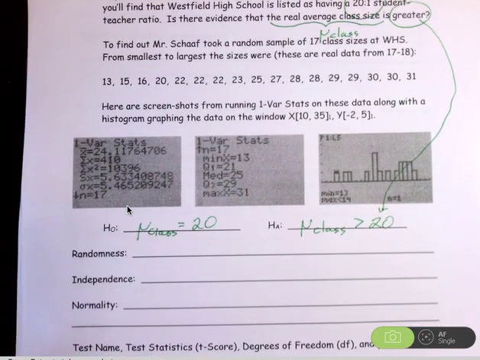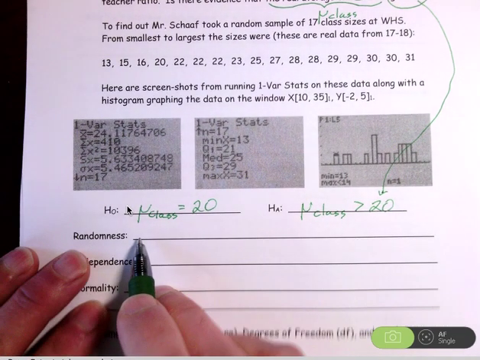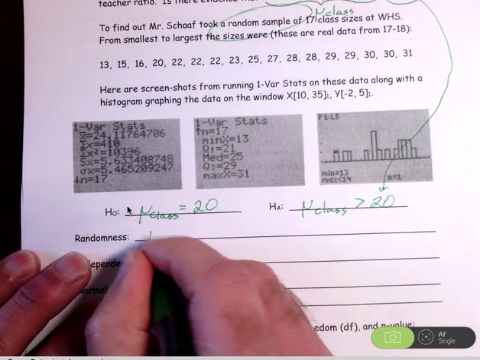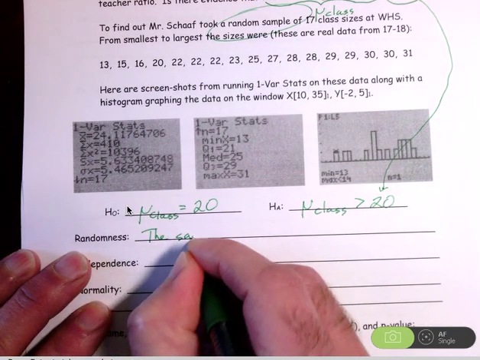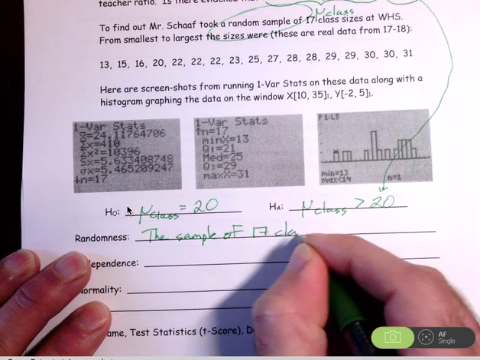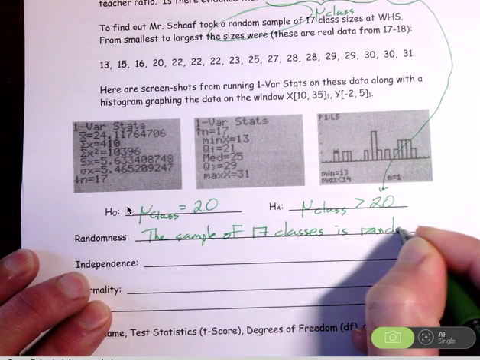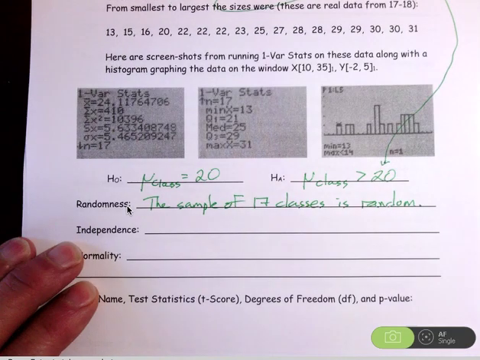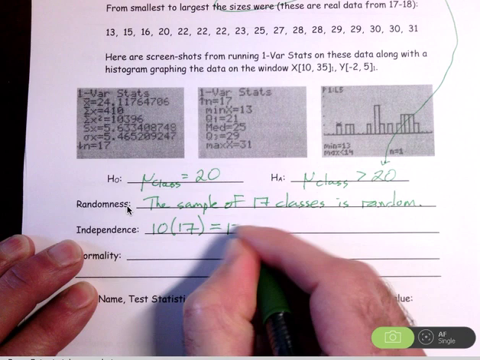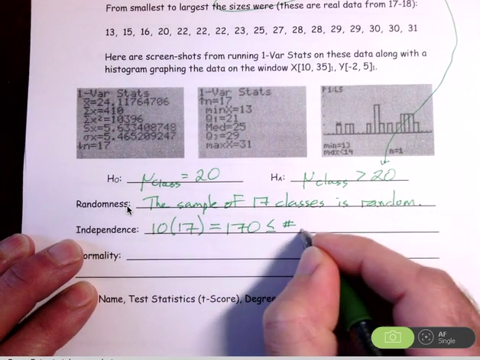So the conditions are just like we did before with confidence intervals. So for randomness, this is a random sample. So you should say that. The sample of 17 classes is random. So for independence, you should check the 10% rule. So 10 times 17 is 170, and that's certainly less than or equal to the number of classes at WHS.